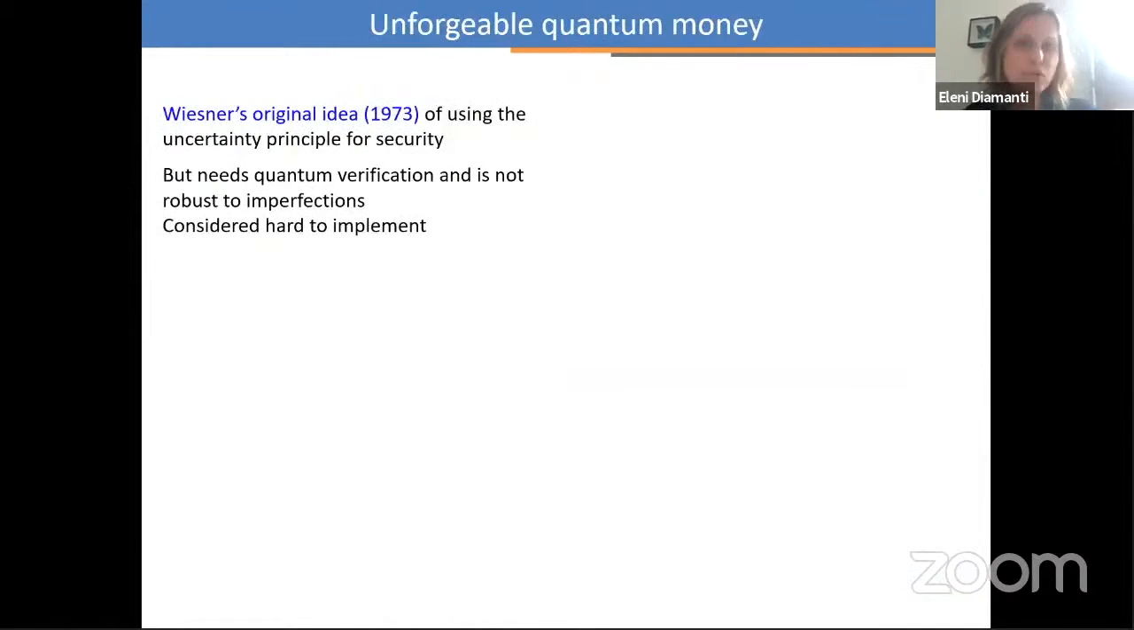Quantum money is a cryptographic protocol that actually came before even QKD. It's based on the very initial idea of Wiesner about using, in general, the uncertainty principle for security. Many protocols had been proposed before, but they all needed several rounds of quantum transmission and verification, and they were all not robust to imperfections. When I say not robust to imperfections, I mean that for example, if you included dark counts in the detectors or some sort of losses, then the security would break down. So this was considered very hard to implement.